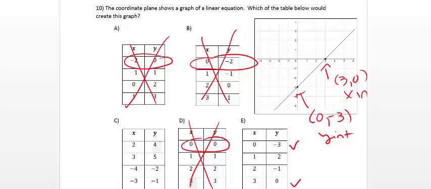The point 2, 4, if I go to the right 2 and I go up 4, that would be way up here, and that's not on the graph. So therefore, I can eliminate that one. We'll double check that these other points are on the graph. If I go 1, negative 2, that would be right here, that's on the graph. And then 2, negative 1 is right here, and that's also on the graph. So our answer is E.